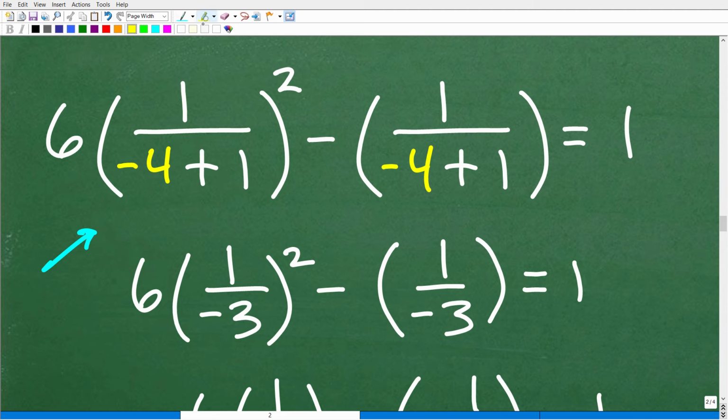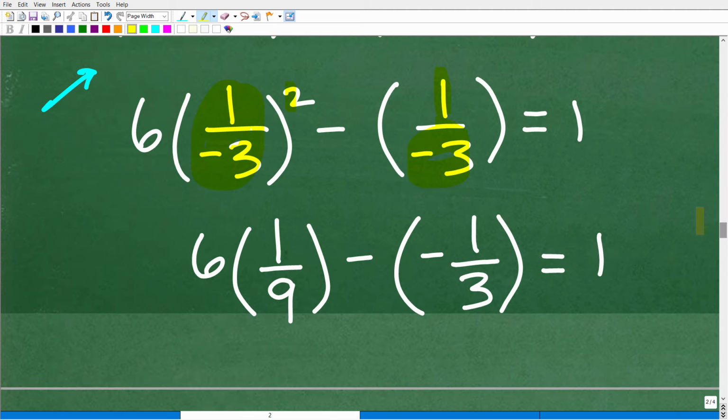All right, let's go ahead and replace all our x's with negative 4. So we have 1 over negative 4 plus 1. That's going to be negative 3. So I have 1 over negative 3 or negative 1/3 squared. Okay, I got to handle that. And this is going to be minus 1 over negative 3 right here. Okay, so let's go down and finish this up. So negative 1/3 squared is going to be a positive 1/9, because negative times negative is positive. So 6 times this positive 1/9 minus this negative 1/3. And of course, we got to see if this is equal to 1.